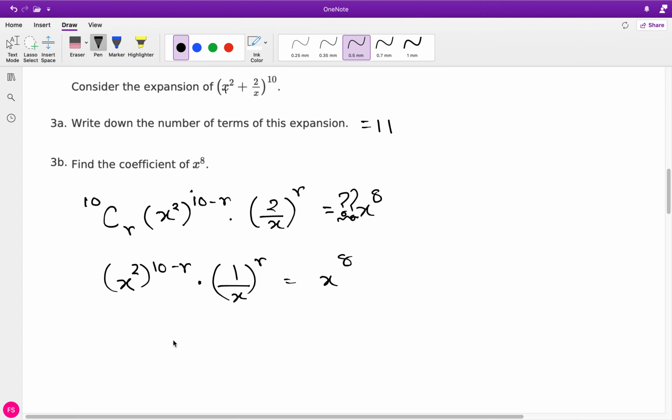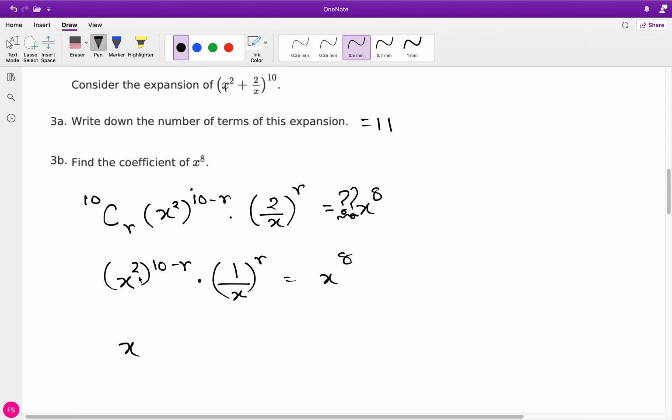Now let's simplify this. This is not that difficult because all you need to do is just multiply. 2 times 10 will give you 20 minus 2r, times 1 over x to the power of r as well. If you move this up, this will be equal to x to the power of 20 minus 2r times x to the power of negative r. It's one of the rules of the exponents that we learned before. This equals x to the power of 8.